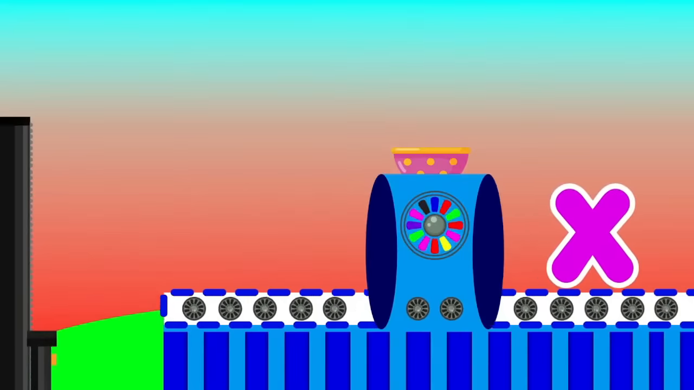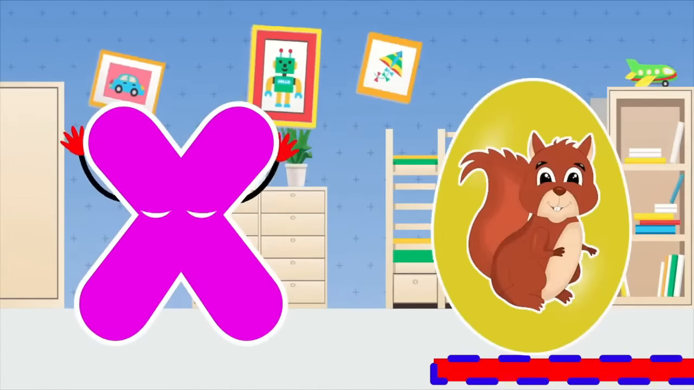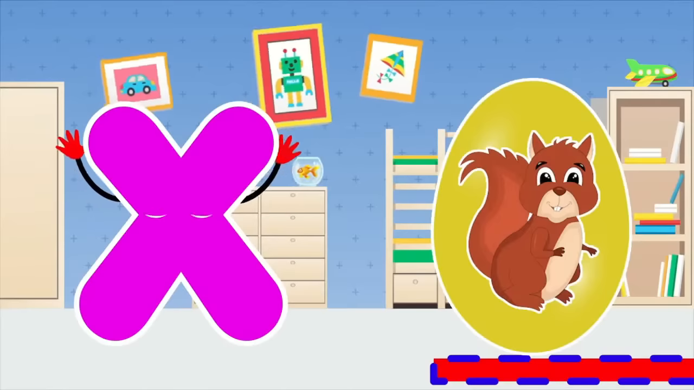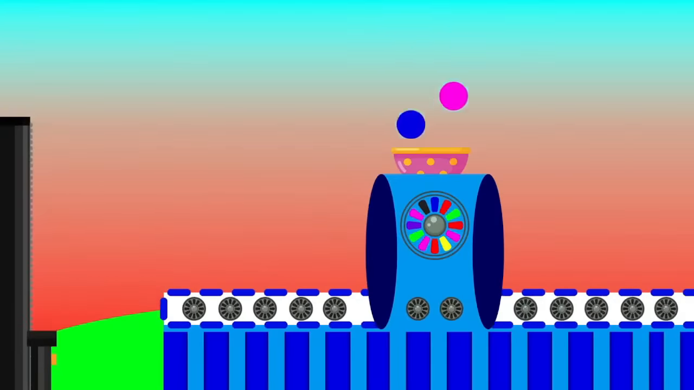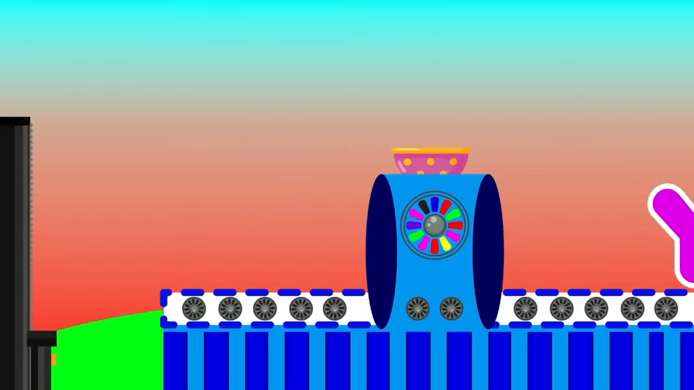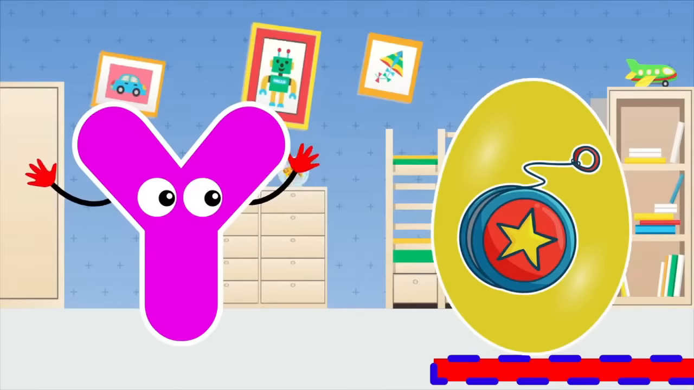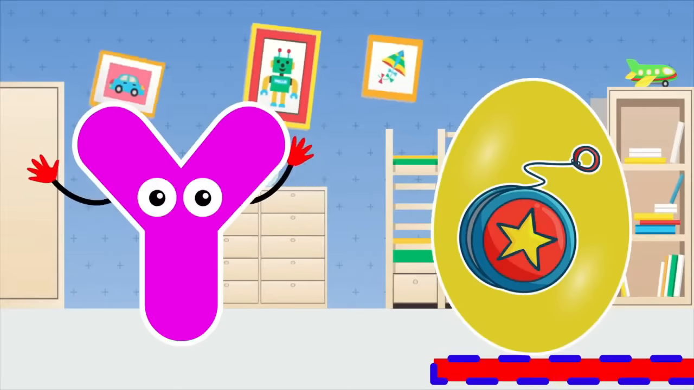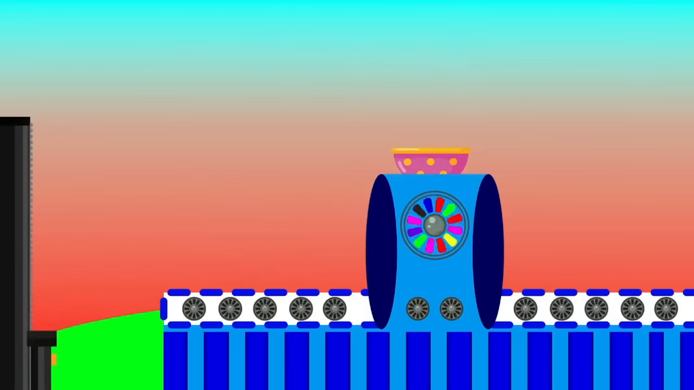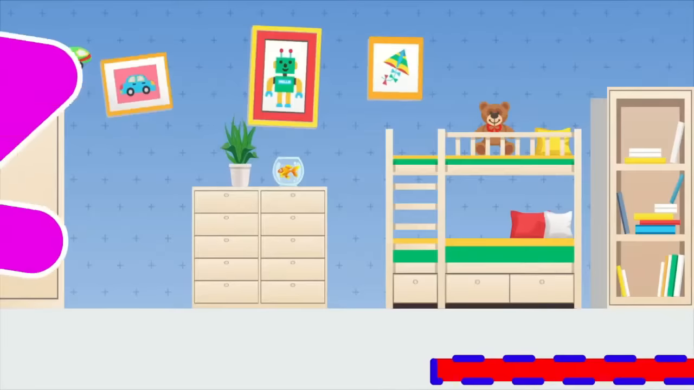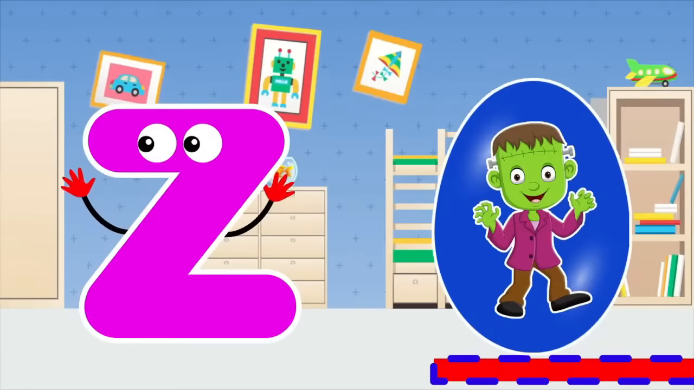Here is an alphabet X. X is for xylophone. Good job. Here is an alphabet Y. Y is for yo-yo. Here is an alphabet Z. Z is for zombie.